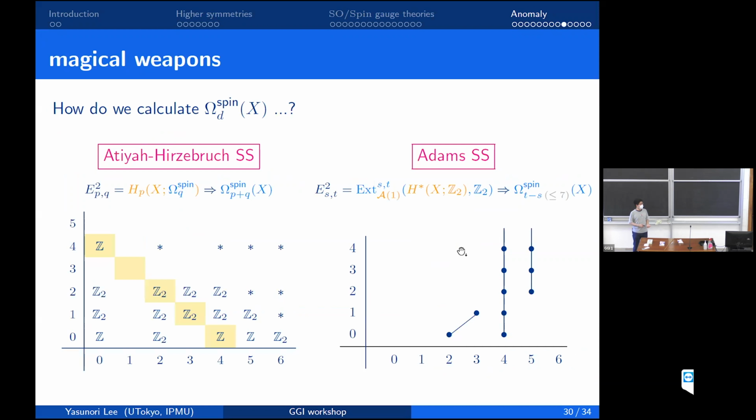And the computation is, of course, not easy in general, but thanks to mathematicians, there are many powerful computational tools. For example, the Atiyah-Hirzebruch spectral sequence or the Adams spectral sequence, which enable us to extract partial information on Bordism groups, and sometimes even allow us to fully determine the desired Bordism group. So I won't explain the details of these spectral sequences, but you can think of them as some kind of black boxes which tell you the Bordism group of your favorite space X by throwing in the homology or cohomology information of that space X as an input.